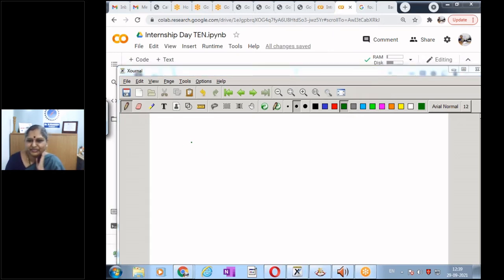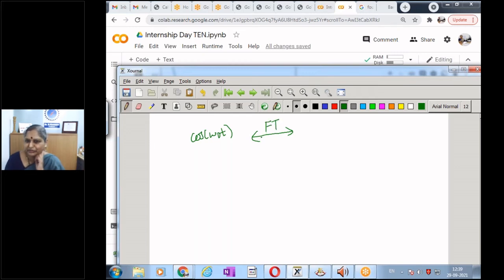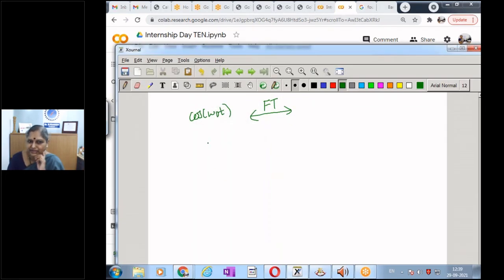Now suppose I have my signal as cos omega naught t, and suppose I do the Fourier transform of cos omega naught t. I know many of you will have a lot of questions when I ask this. But suppose I have the signal as cos omega naught t, and I do the Fourier transform. What will I get? What do you think I will get? I just want you to guess the answer.